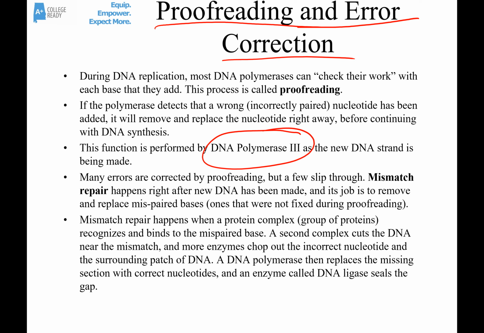A lot of the errors, most of them probably are corrected this way, but there might be a few that get by. So there is this process called mismatch repair that happens after a new DNA molecule is made. And its job is to remove and replace mispaired bases. It happens when a protein complex recognizes the mispairing. A second protein complex comes in and cuts out the mismatched area. And then DNA polymerase will come in and replace the cut out section with the correct nucleotides. Finally, DNA ligase will seal it all together.